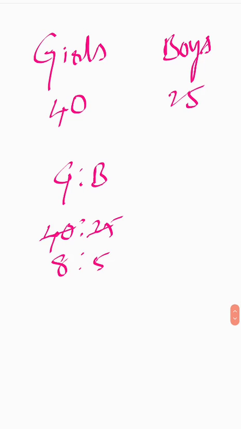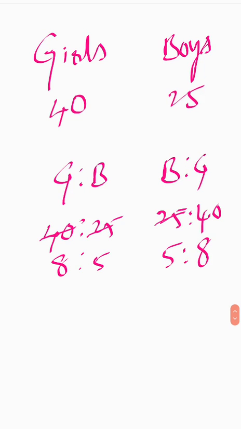And again, one more question here. What is the ratio of boys to girls? Then boys is to girls, we have to find it. Then 25 is to 40. Again, after simplification, 5 is to 8. So here I want to tell you one thing. The order of the ratio is very important when we are finding ratios, because here it is girls is to boys and there it is boys is to girls. We have to understand the question properly. Here 8 is to 5 is not equal to 5 is to 8. That's the reason the order of the ratio is very important.